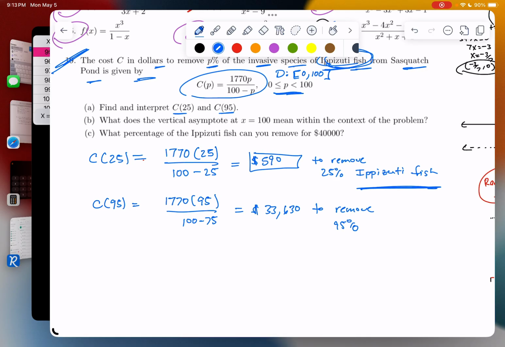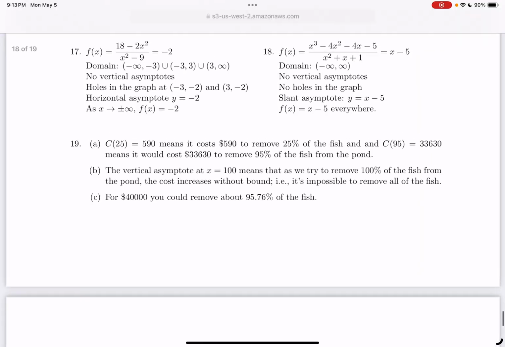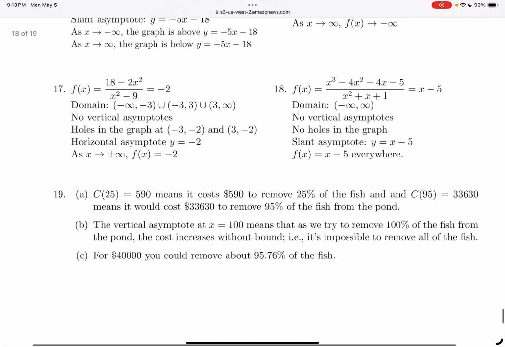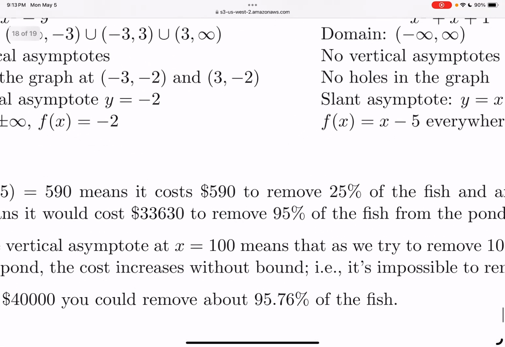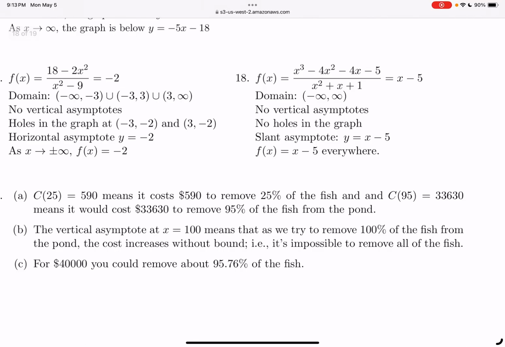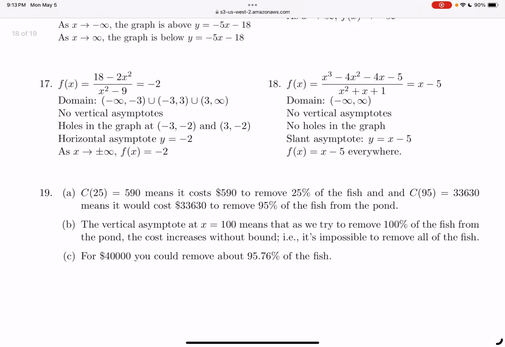What does the vertical asymptote at x equals 100 mean in context of the problem? I'm just going to go and cheat and look at the answer key to speed this up. So C of 25 was 590, to remove 25% of the fish, and C of 95 was 33,630, meaning it costs $33,630 to remove 95% of the fish. Part B, the vertical asymptote at x equals 100 means that if we try to remove 100% of the fish from the pond, the cost will increase without bound because it's impossible to remove all the fish.